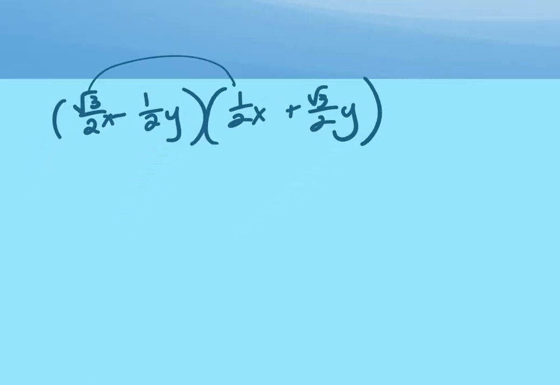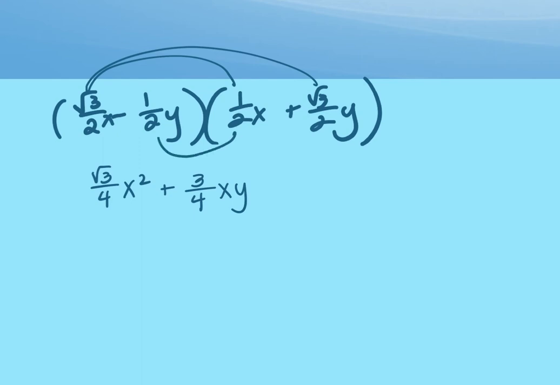So first, root 3 over 2 times 1 half is root 3 over 4 x squared. Outer, root 3 times root 3 is 3, 2 times 2 is 4 xy. Inner, that's a negative 1 half and a positive 1 half, so minus 1 fourth xy. And last, negative 1 half and a positive root 3 over 2, negative root 3 over 4 y squared.